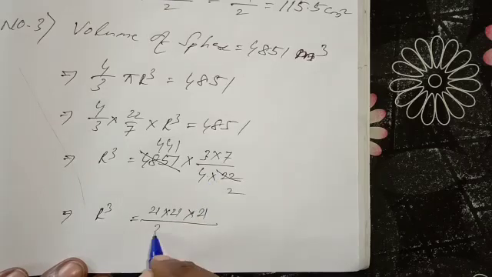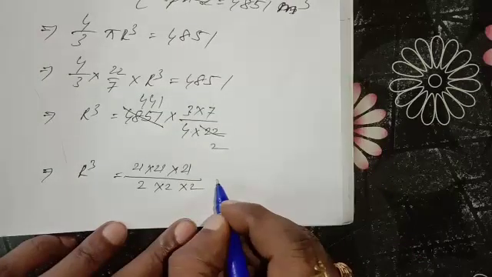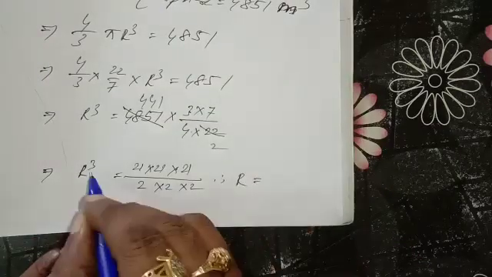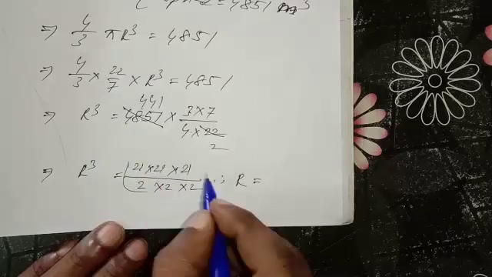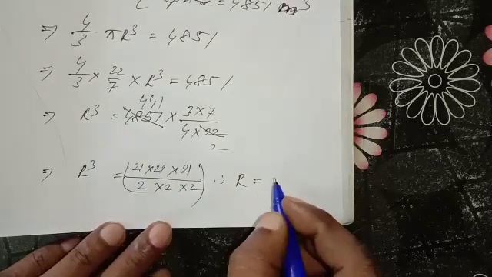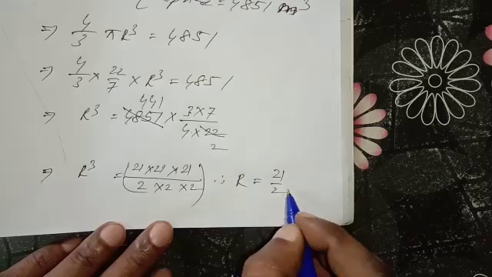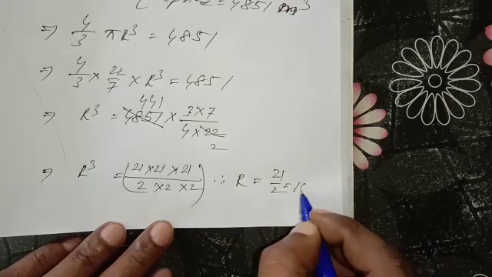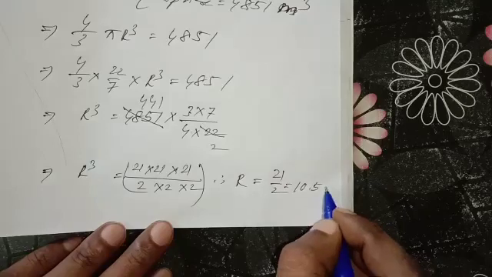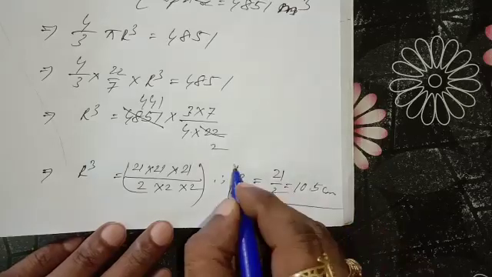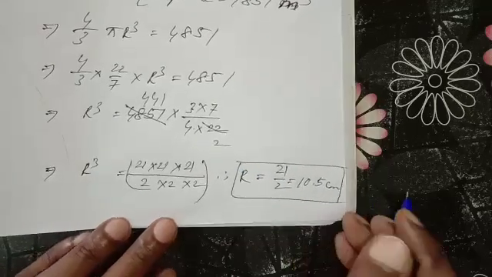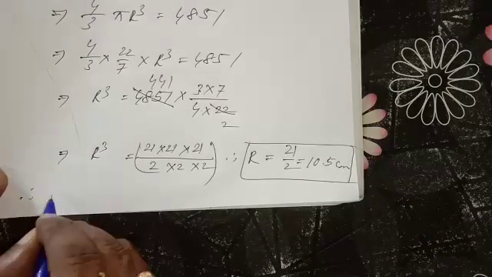I can write here 2 into 2 into 2. Why am I writing like this? It will be easier to find r, because it is a cube root. R cube equals this, therefore r will be the cube root of this, that means 21 by 2. So the radius you got is 21 by 2, which is 10.5 centimeter.